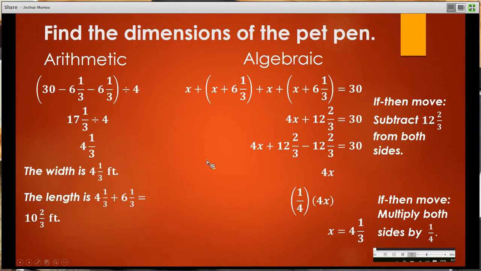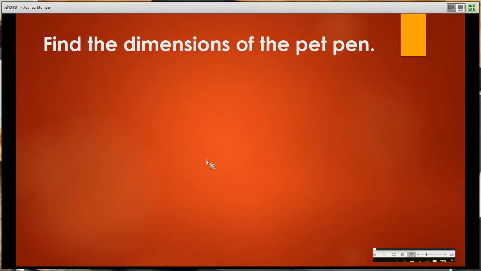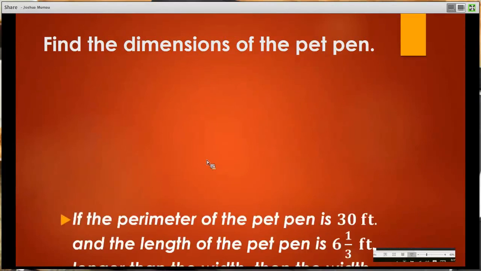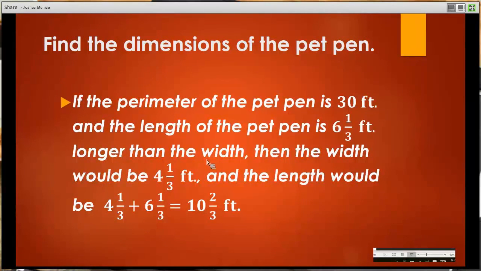So the width is 4 and 1/3. We plug that into our expression for the length. 4 and 1/3 plus 6 and 1/3 equals 10 and 2/3 feet. So our width is 4 and 1/3, our length is 10 and 2/3 feet. So the dimensions of the pet pen: if the perimeter of the pet pen is 30 feet and the length is 6 and 1/3 feet longer than the width, then the width would be 4 and 1/3 feet and the length would be 4 and 1/3 plus 6 and 1/3, which equals 10 and 2/3 feet.